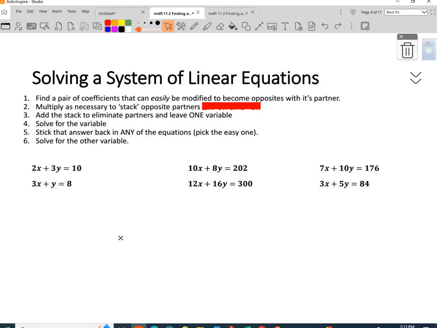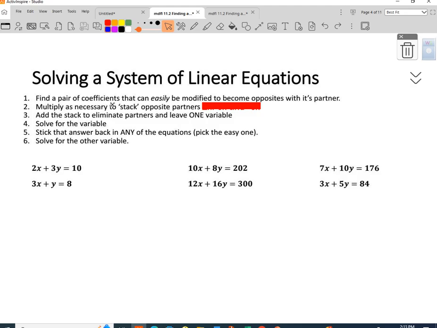And the third strategy we learned in algebra was to solve by elimination. So we're going to be eliminating one of the variables and then plugging in for another. So how are we going to do that? Well, we're going to multiply one or both of these equations so we can stack the equations, add them together, and eliminate a variable.